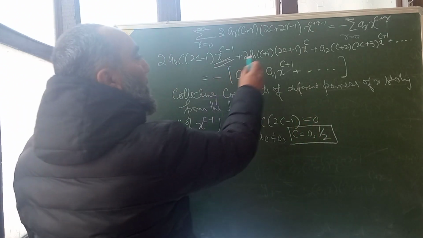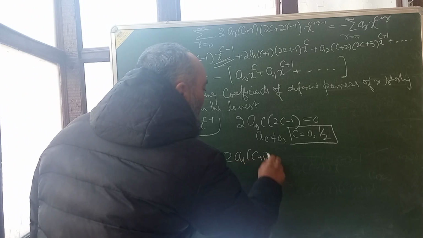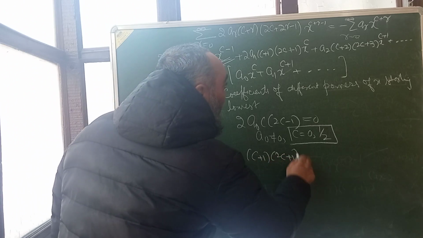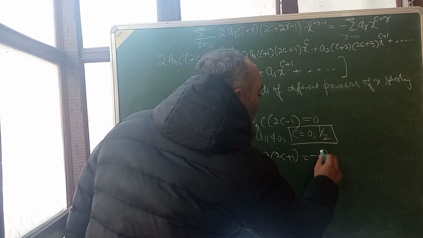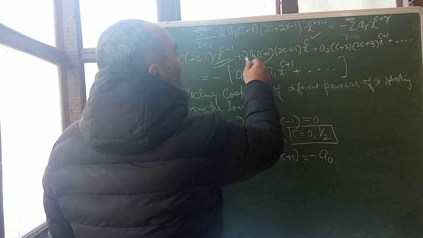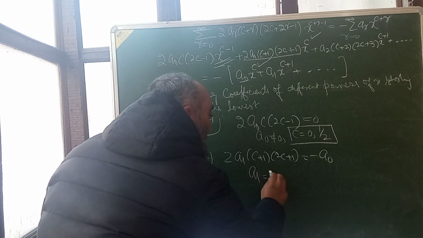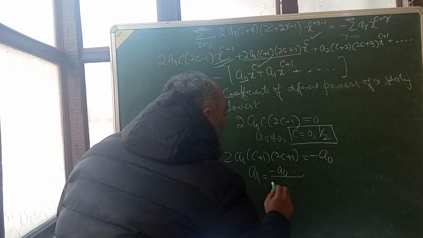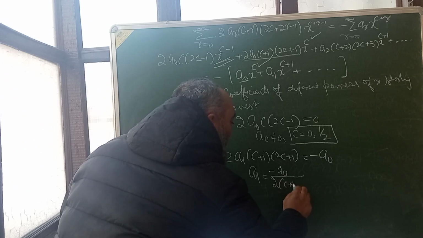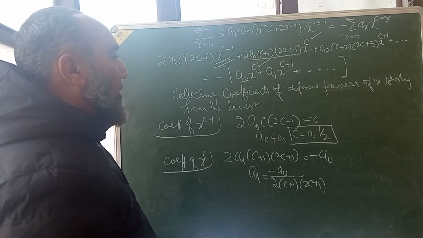Now coefficient of x to the power c. Twice a1 (c plus 1)(2c plus 1) is equal to minus a0, x to the power c, x to the power c. Here coefficient is this, here coefficient is minus a0. So your a1 is minus a0 over 2 times (c plus 1)(2c plus 1). Fine?